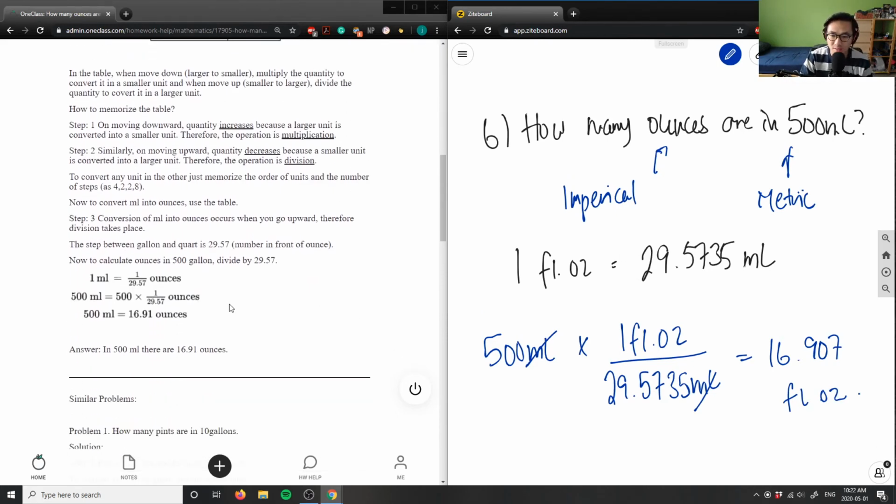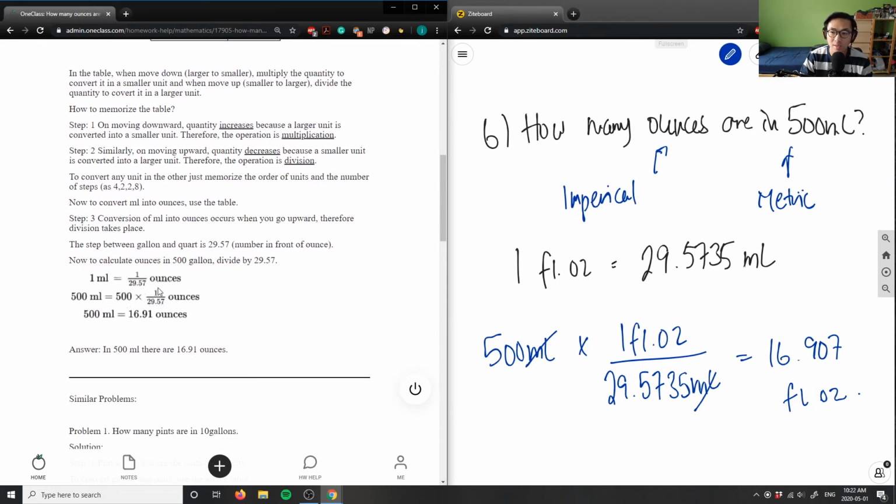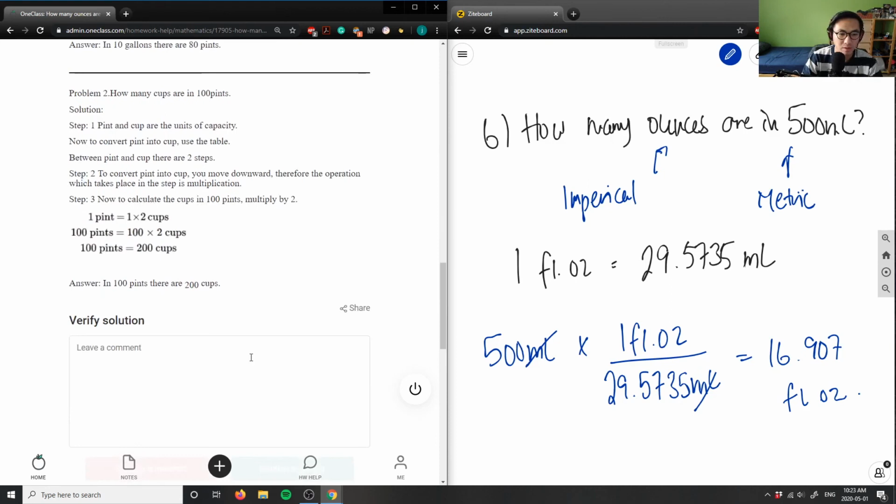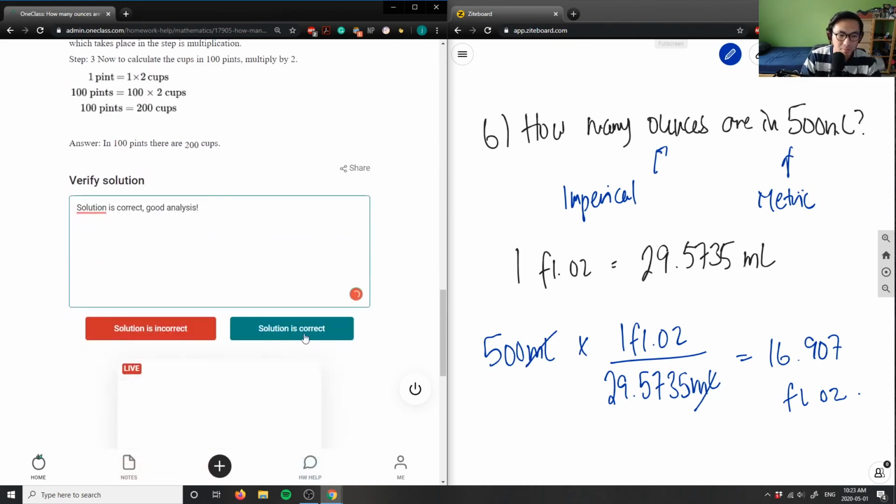As you can see, they did the exact same thing. 1 milliliter equals 1 divided by 29.5735, which is what I did here. 500 milliliters times 1 fluid ounce over 29.5735. So therefore, 500 times 1 over 29.5735 would give me 16.901 or 16.91 fluid ounces here. So the solution here is correct. Good analysis.